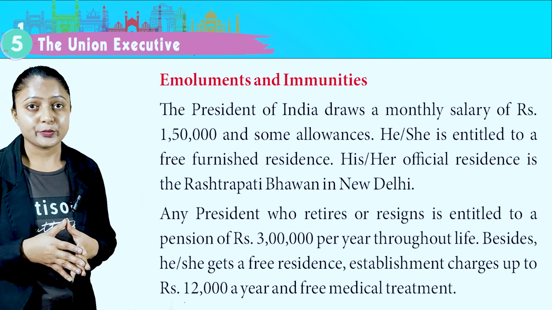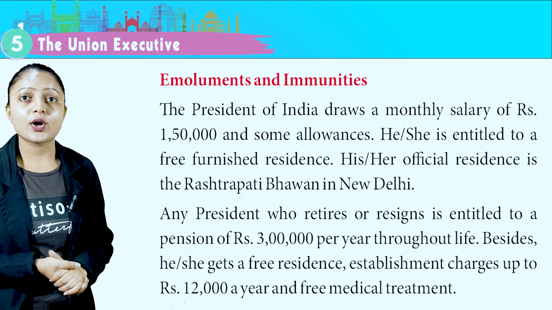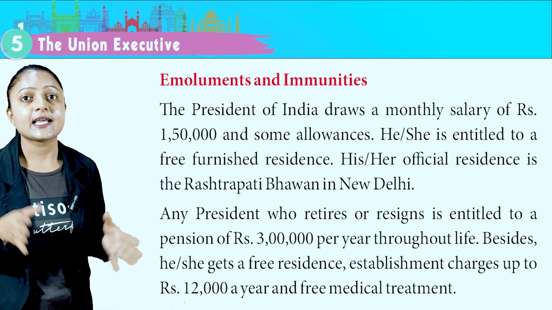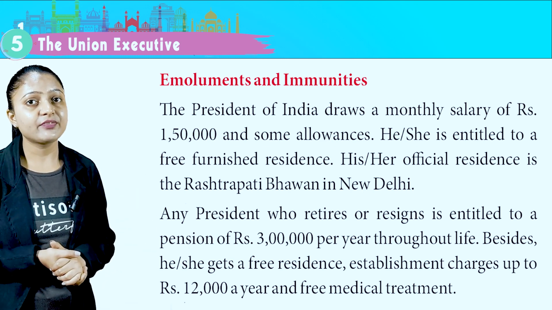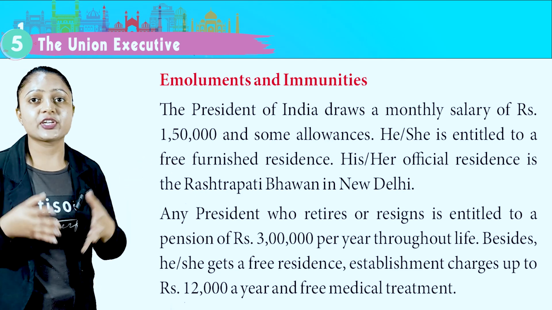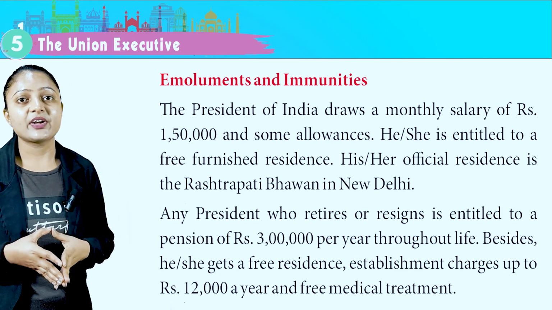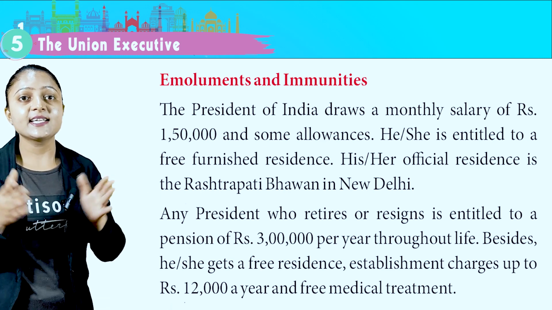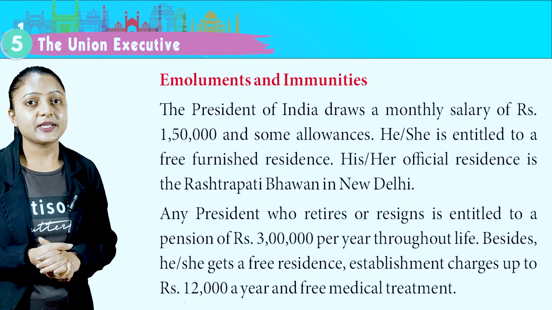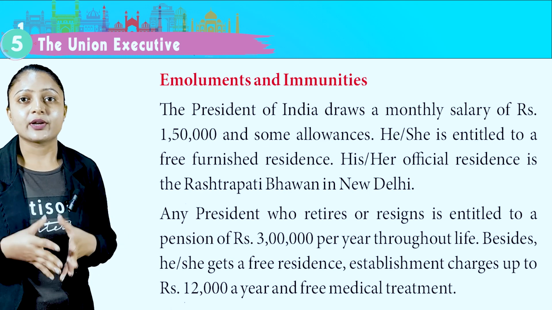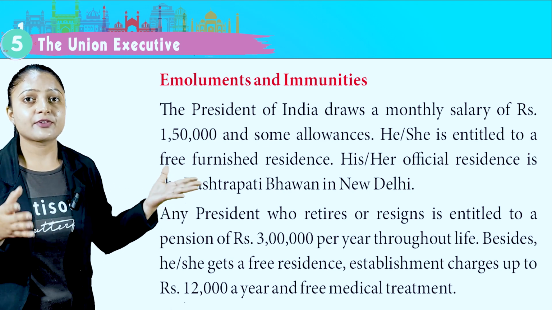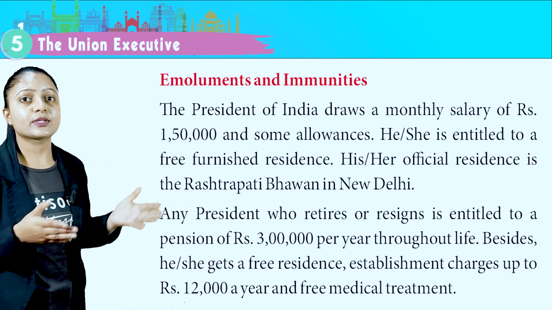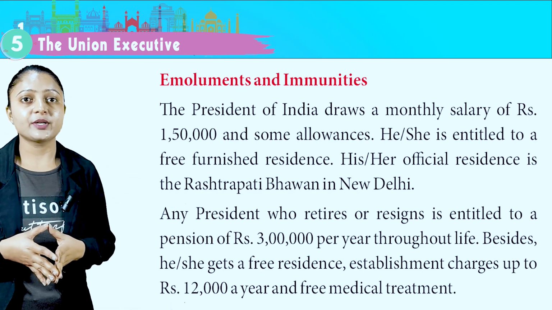Emoluments and immunities. The President of India draws a monthly salary of rupees 1,50,000 and some allowances. He/she is entitled to the free furnished residence. His/her official residence is the Rashtrapati Bhavan in New Delhi. Any president who retires or resigns is entitled to pension of rupees 3 lakh per year throughout life. Besides, he/she gets a free residence, establishment charges up to rupees 12,000 a year, and free medical treatment.